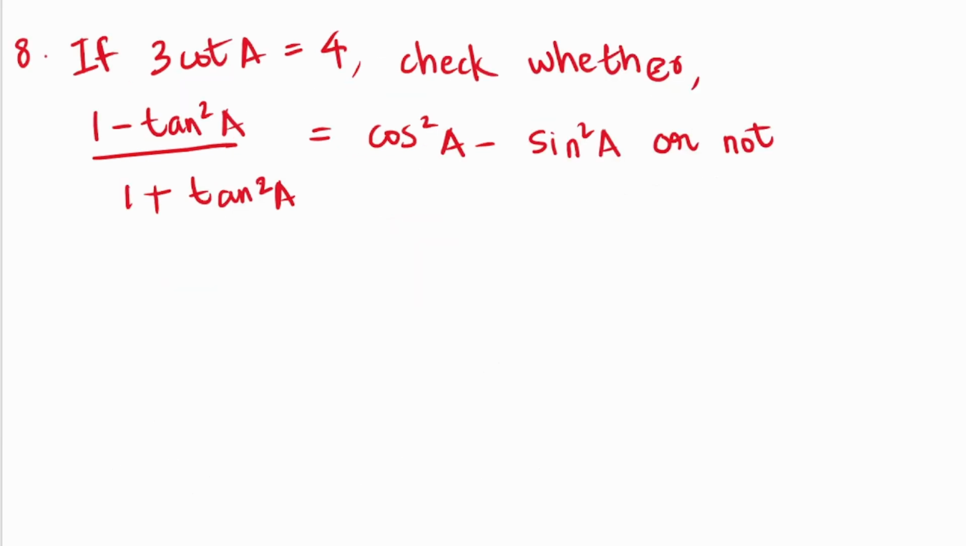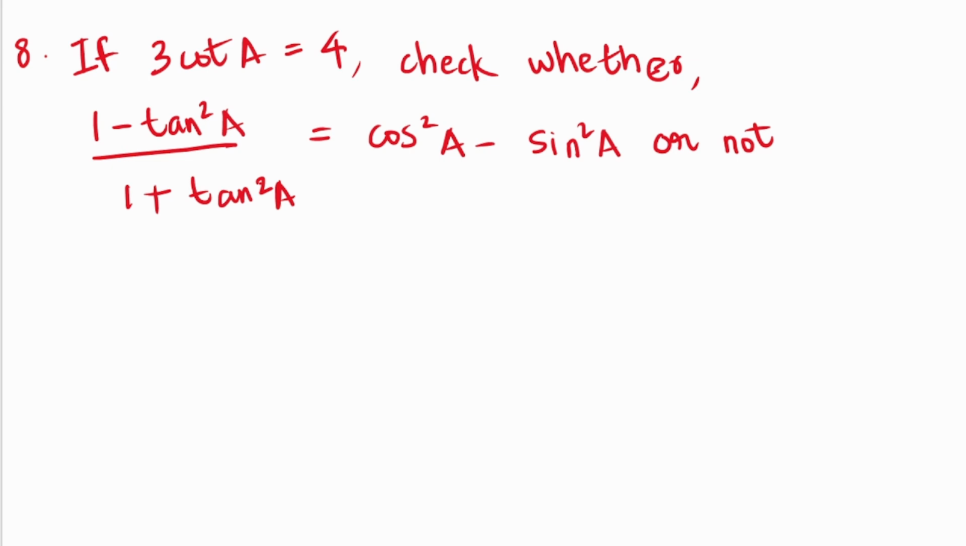If 3 cot A equals 4, check whether 1 minus tan square A divided by 1 plus tan square A equals cos square A minus sin square A or not. They're asking to check, not to prove. They're just asking us to check.